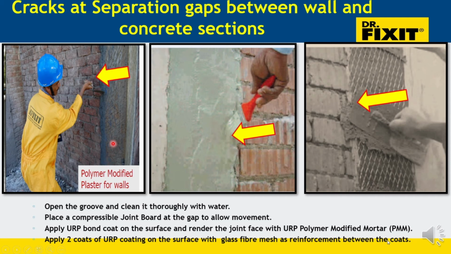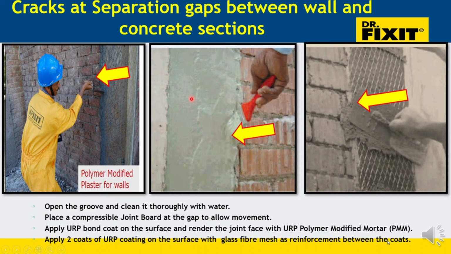Then place compression joint boards at the gap to allow movement. If you have them with you, you can fill those in, otherwise PMM mortar can fill it. So first of all, apply a proper bond coat with 1:1 proportion, and when there is tackiness, apply. This is a bond coat he is applying.